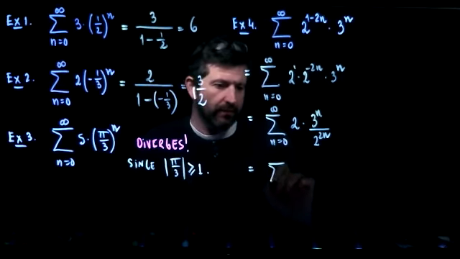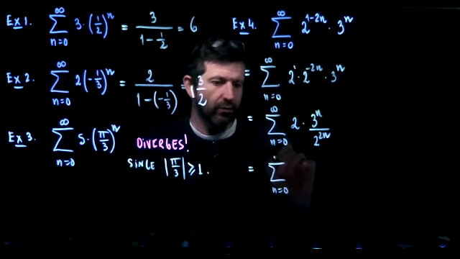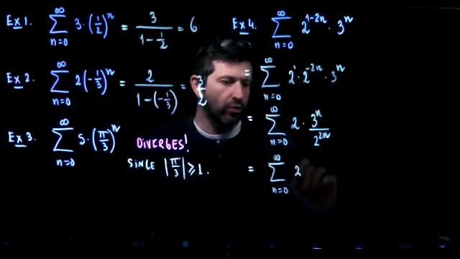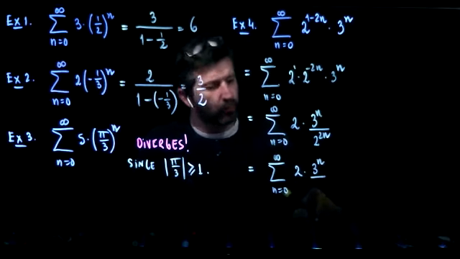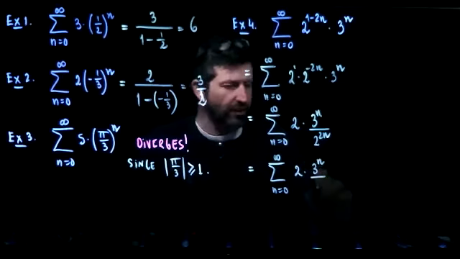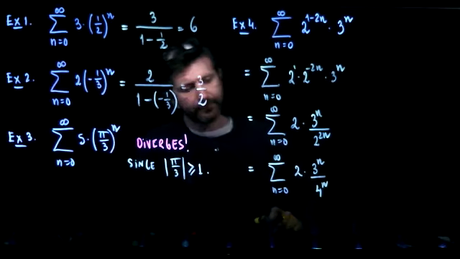The sum from n equals 0 to infinity of 2 times 3 power n, and 2 power 2n is like 2 power n power 2, which is the same thing as 4 power n.